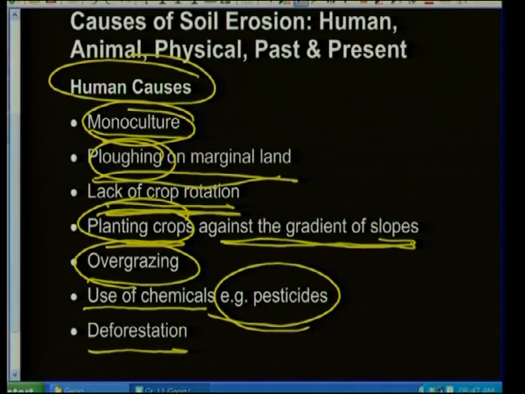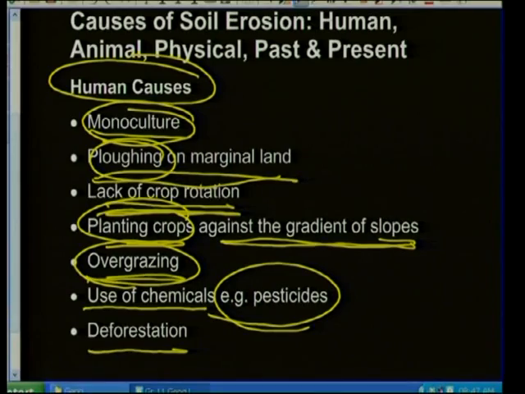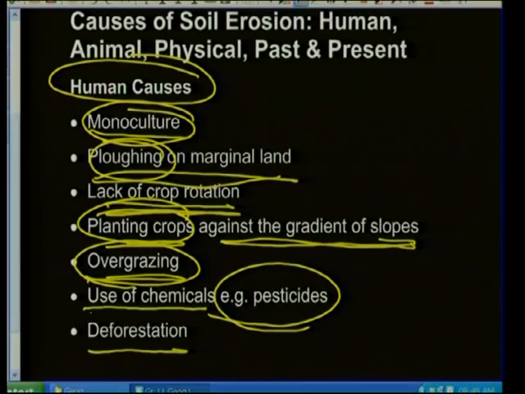Planting crops against the gradients of the slopes. Most agricultural activities that occur on steep slopes accelerate the rate of soil erosion. We must be encouraging our farmers to farm on gentle slopes as there is a greater extent to which to farm and a lesser extent to which soil erosion can occur. Overgrazing, simply put, using the same piece of land for stock farming results in a reduction in nutrients of the soil. Use of chemicals, example pesticides.